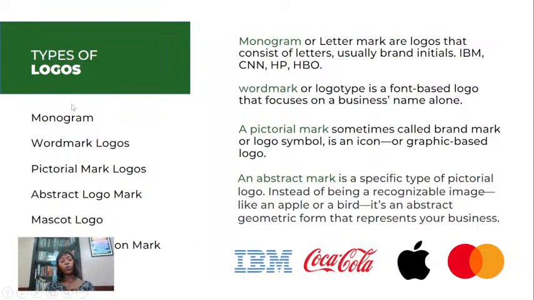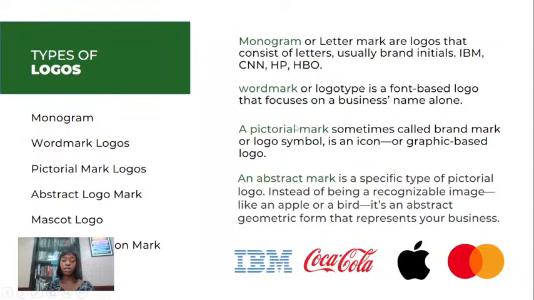Types of logo. We have 7 different types of logo. We have the monogram logo, wordmark logo, pictorial mark logo, abstract, mascot logo, the combination mark, and then the emblem logo. So let's look at them one after the other. The monogram logo, also called a lettermark logo, are logos that consist of letters, usually brand initials. Examples are IBM, CNN, HP, HBO. And then we also have different examples of monogram logo. We have NASA, for example.